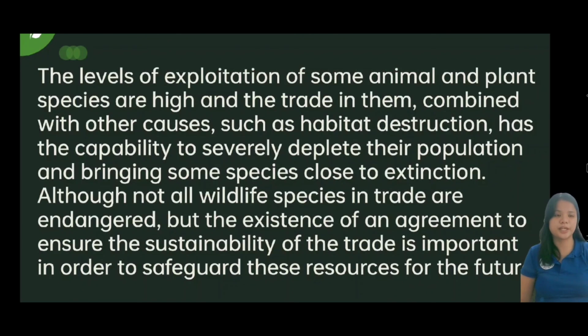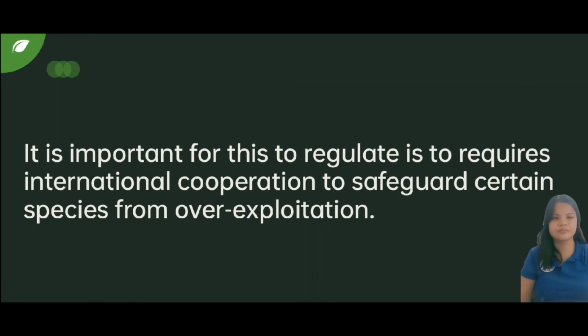The levels of exploitation of some animal and plant species are high, and the trade in them, combined with other causes such as habitat destruction, has the ability to severely deplete the population and bring some species close to extinction. Although not all wildlife species in trade are endangered, an agreement to ensure the sustainability of the trade is important in order to safeguard these resources in the future. It is important to regulate it and to require international cooperation to safeguard certain species from overexploitation.